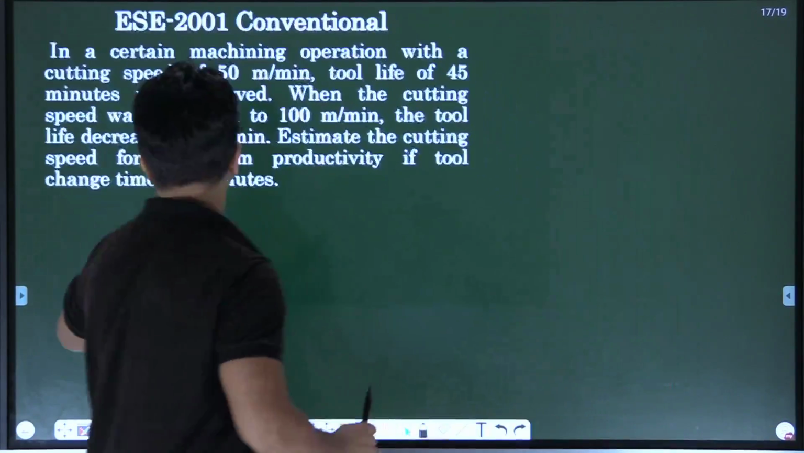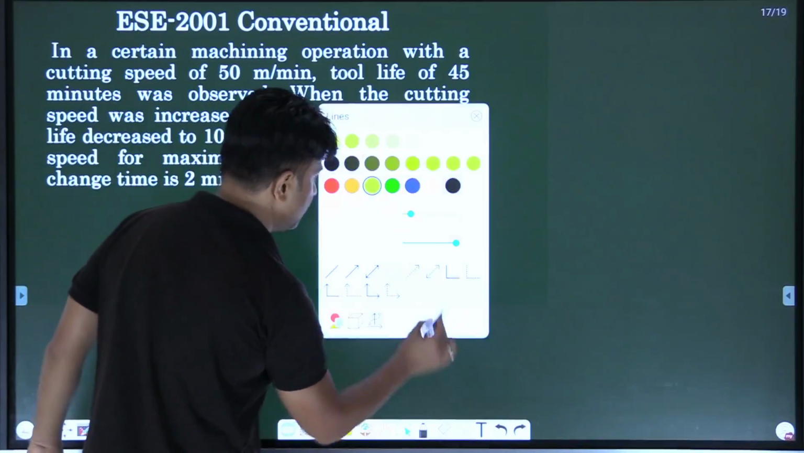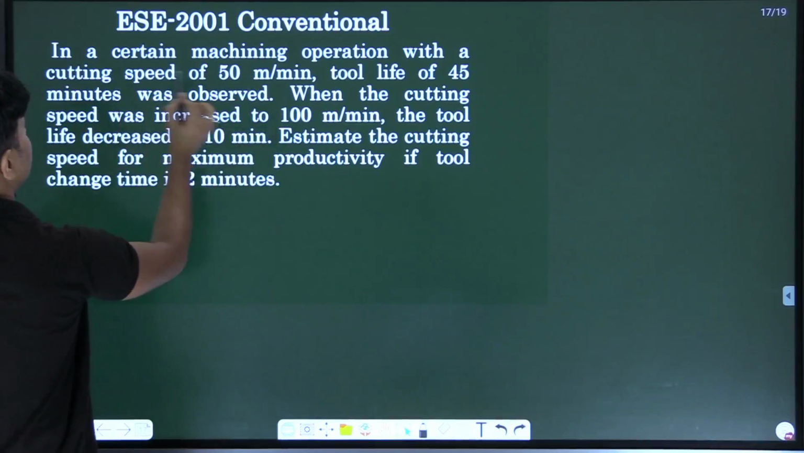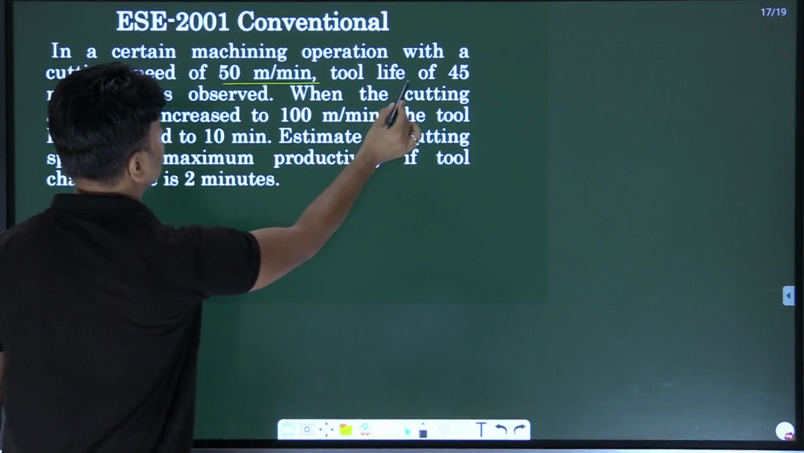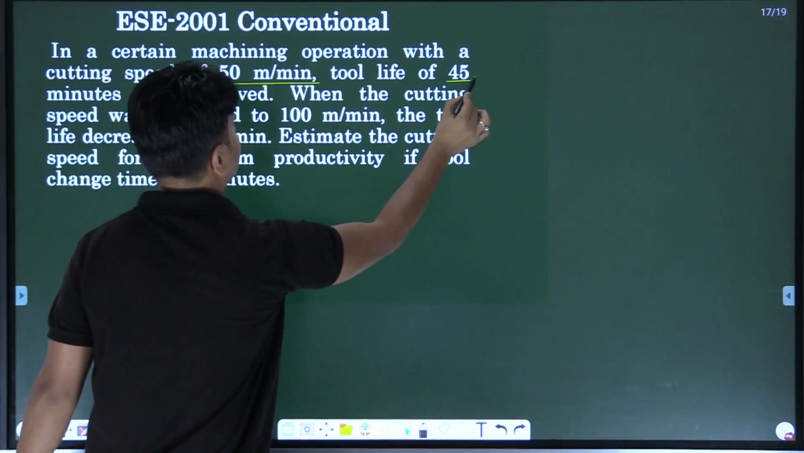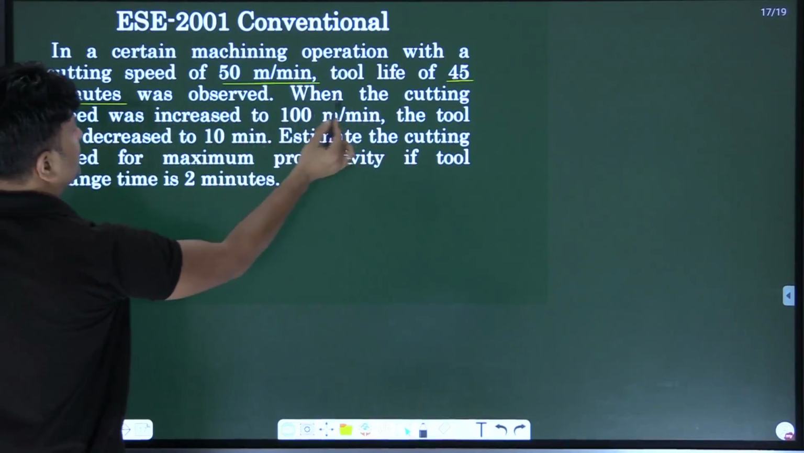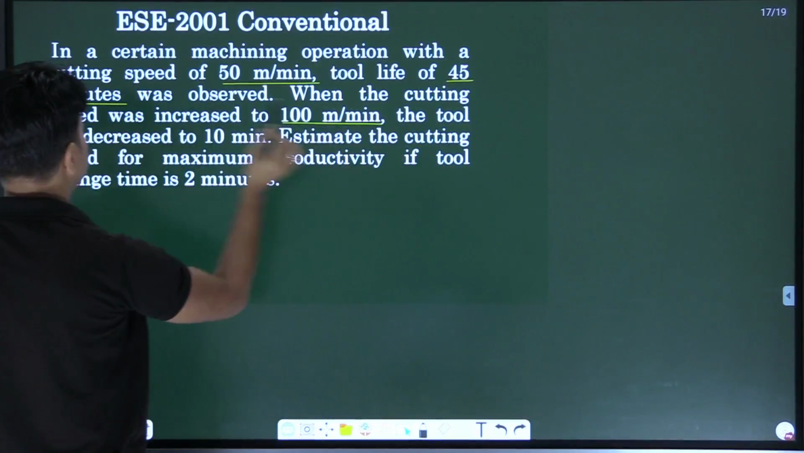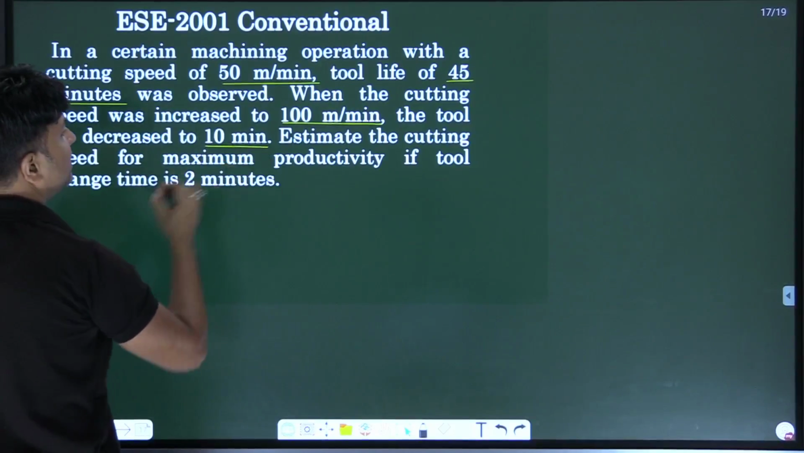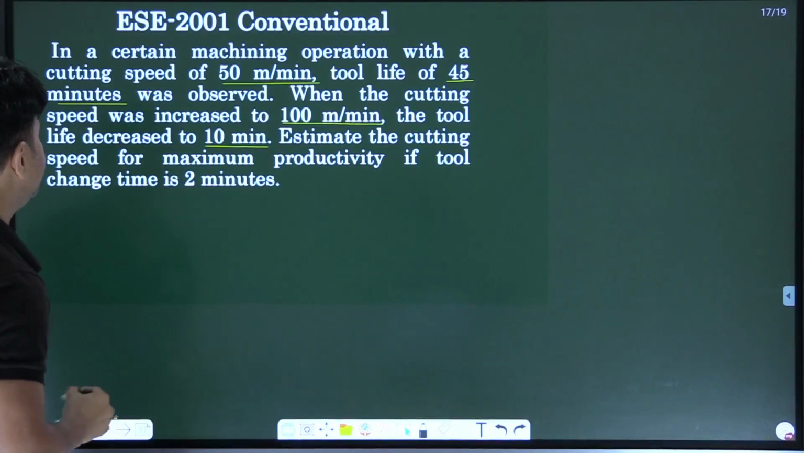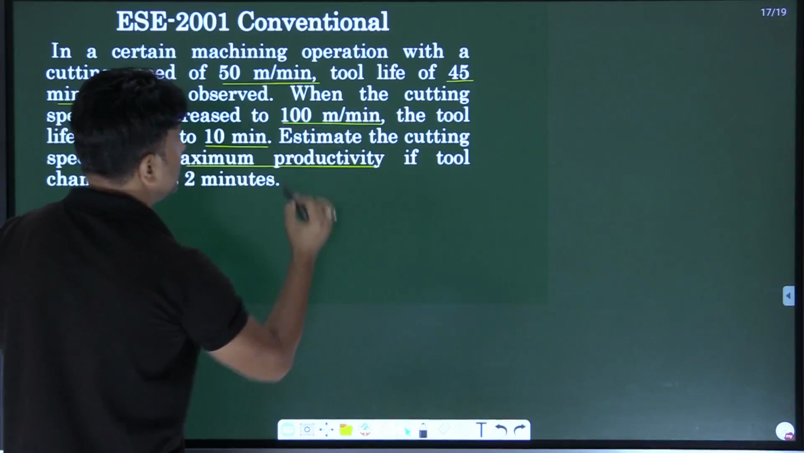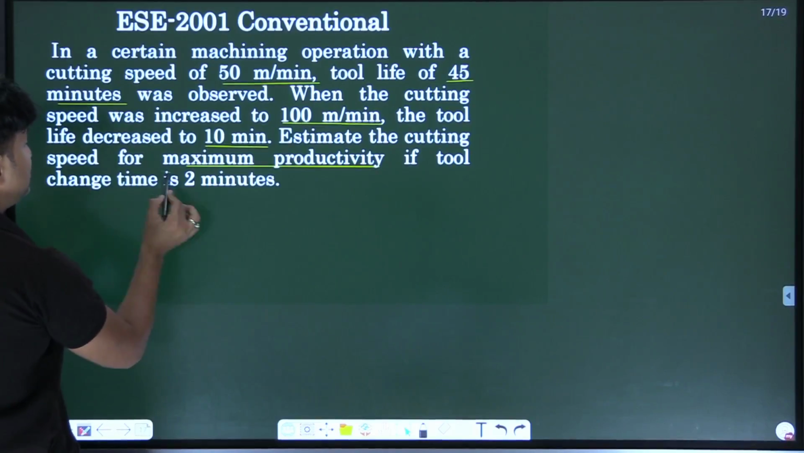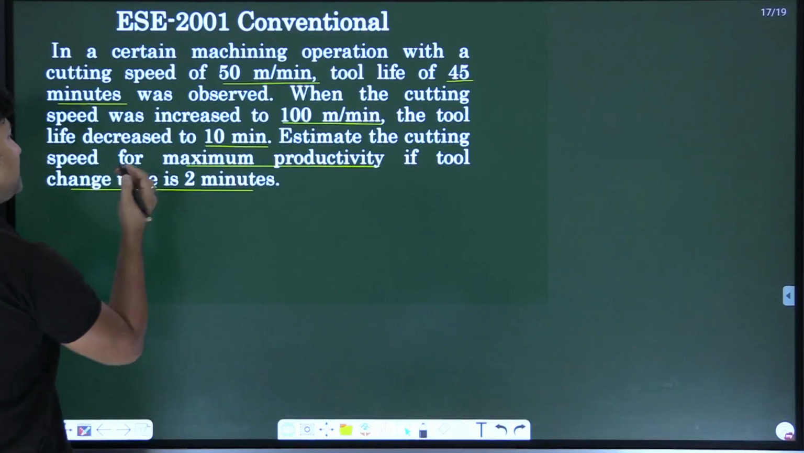Now, to understand these concepts, let us try to solve one question so that you can understand this concept very well. In a certain machining operation, with a cutting speed of 50 meter per minute, a tool life of 45 minutes was observed. When the cutting speed was increased from 50 meter per minute to 100 meter per minute, the tool life decreased to 10 minutes. Estimate the cutting speed for maximum productivity if the tool changing time is 2 minutes, right, Tc is 2 minutes.